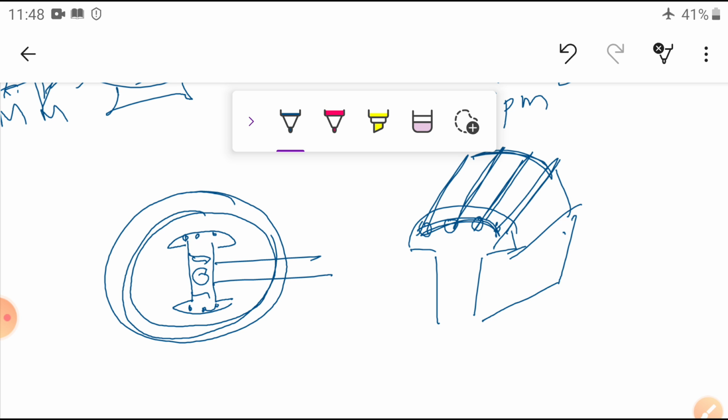Okay, now what will happen? So these copper bars are inserted on one side. Now similarly, you insert the other copper bars in this direction.